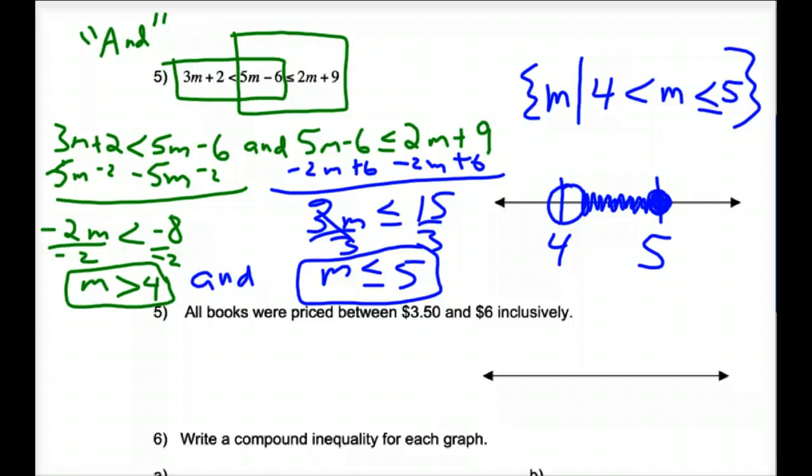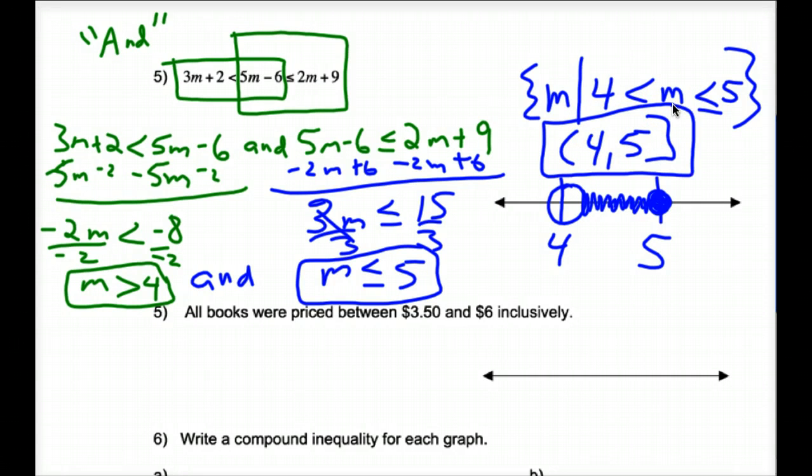Okay, but write it in interval notation. Parentheses 4, comma, 5 bracket. You gave us rubber bands and it's hard to move them out. Parentheses 4, comma, 5, bracket.